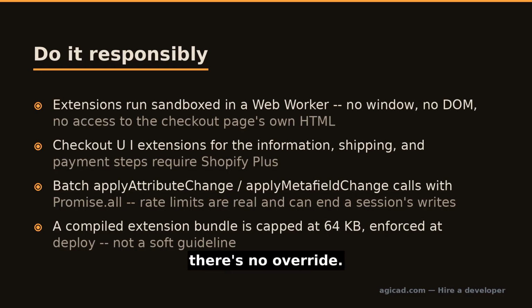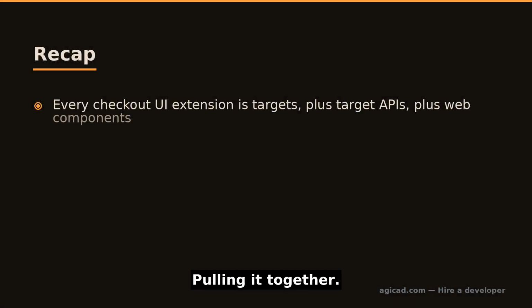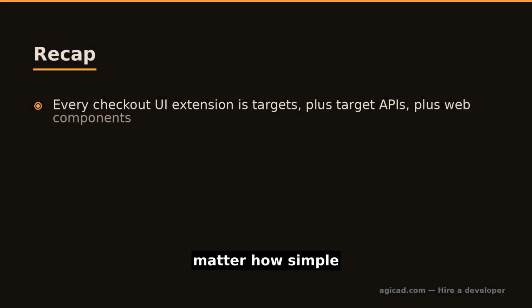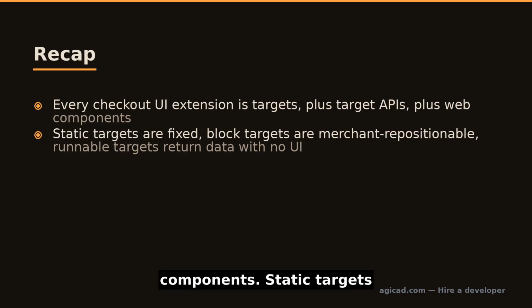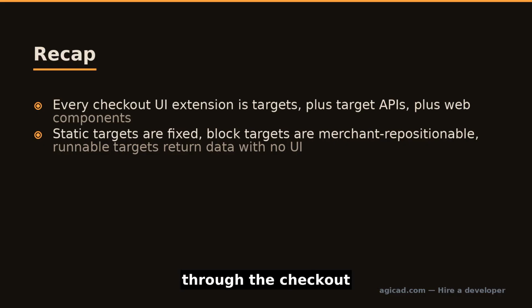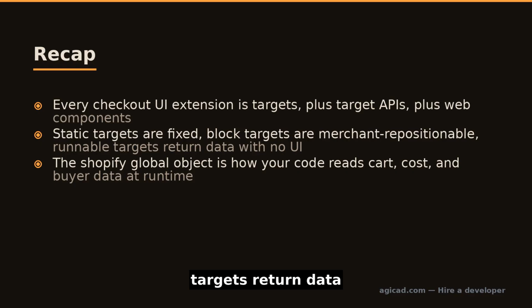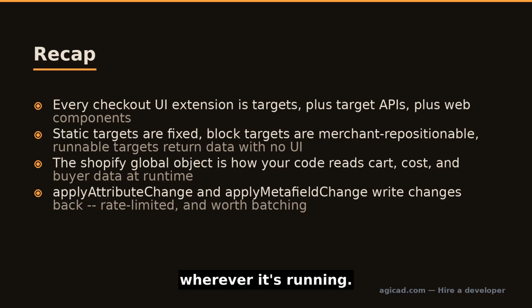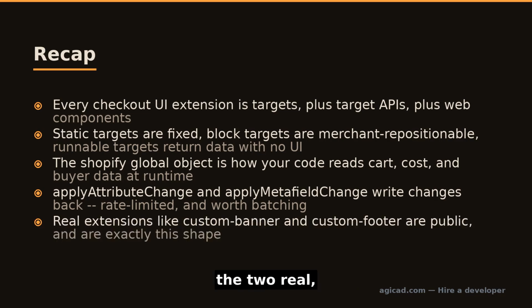Pulling it together. Every checkout UI extension, no matter how simple or elaborate, is the same three things: a target, target APIs, and web components. Static targets are fixed in place, block targets are merchant-positionable through the checkout editor, and runnable targets return data with no rendered UI at all. The Shopify global object is the one consistent way your code reads cart, cost, and buyer data, wherever it's running. Writing changes back goes through methods like applyAttributeChange and applyMetafieldChange, both rate limited, both worth batching. And the two real, public extensions we opened up today, a merchant configurable banner and a 2-target footer, are exactly this shape, nothing hidden underneath.